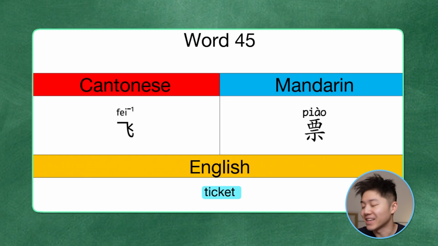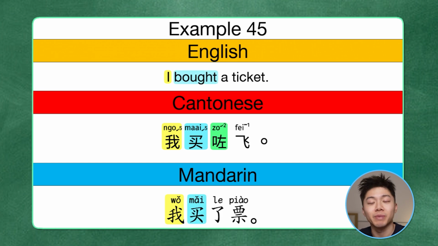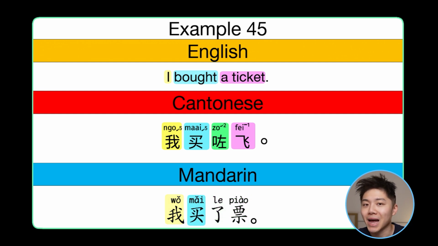Next is ticket. In Cantonese, we use the word 飛 for ticket. In Mandarin, we use 票. So for example, I bought a ticket. In Cantonese, 我買咗飛. In Mandarin, 我買了票. 我 is I, 買 is to buy, and 咗 indicates a completed action. So think of another video, in Mandarin, 了, right? 我買了. And then 飛 is ticket in Mandarin, 票. So 我買咗飛, 我買了票.